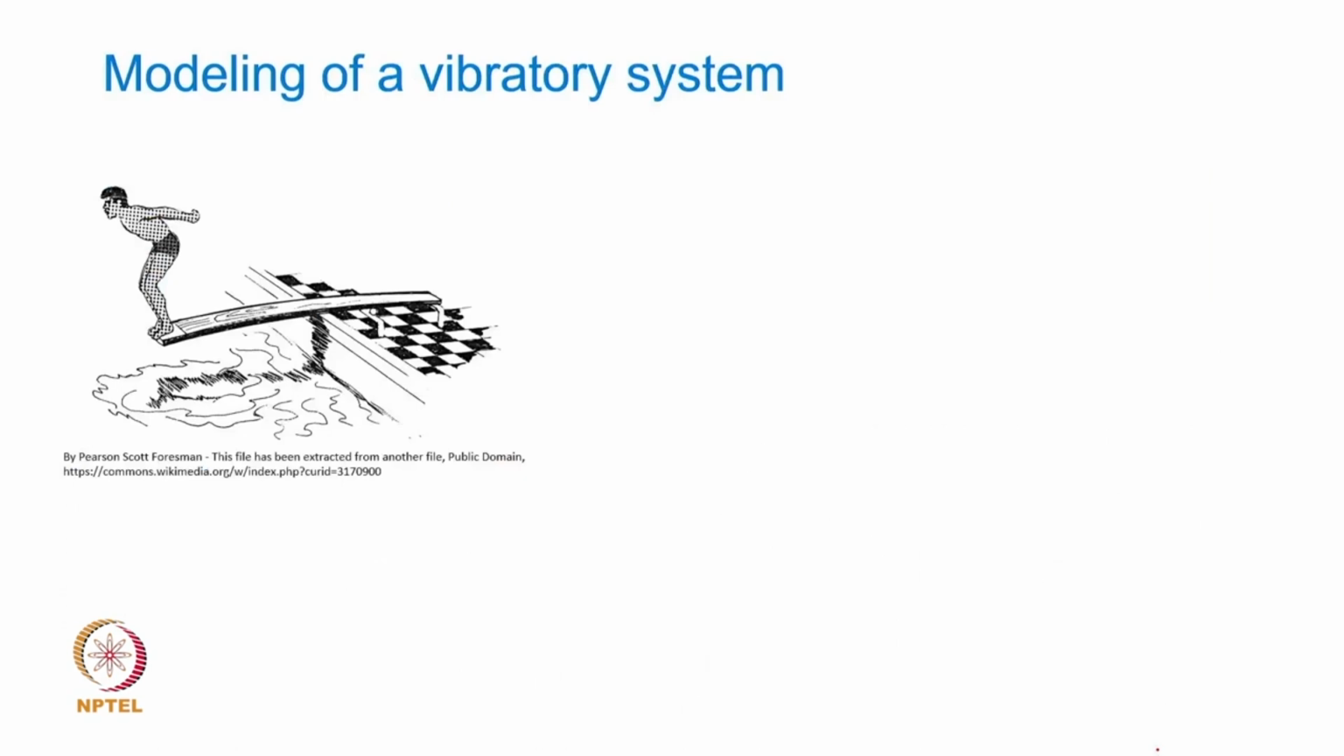Another example here: how do I model this system as a vibratory system? A diver is jumping off a springboard. So, there are interesting things here. If the diver is standing at the tip of this springboard, the diver is going to have his own mass contributing to the system, and then assuming the mass of the diver to be substantially large compared to the mass of the springboard, I can treat this to be a cantilever beam with an end mass and then calculate the natural frequency based on that.